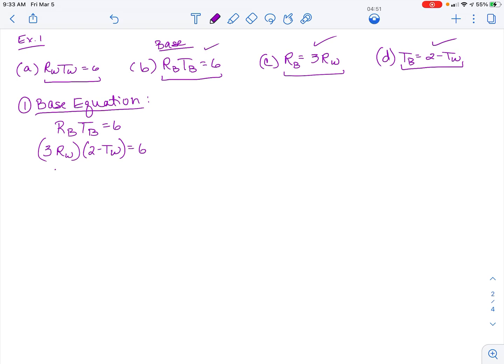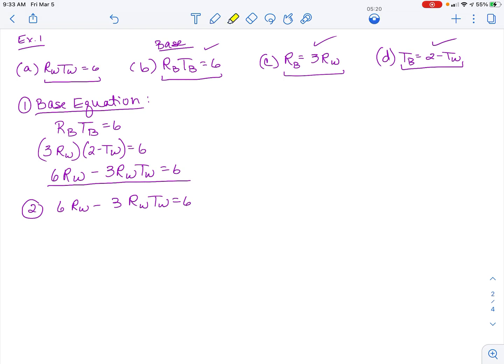Okay, now we can do our multiplication. So I have 6RW minus 3RW TW equals 6. Okay, now notice with me, second step here. Here's the equation I'm left with. 6RW minus 3RWTW equals 6. I'm going to rewrite that right here just to kind of keep myself organized.